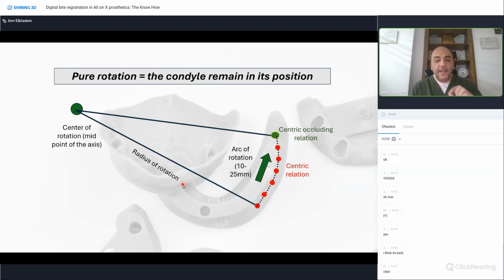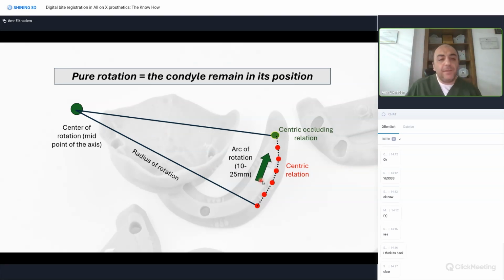I want to say an exact term here. The centric relation is a 2D relationship. It's a two-dimensional relationship, which is a relation between the maxilla and the mandible when the condyle is in its zero position. We will discuss this zero position in a moment. And technically, the word centric is 2D. It's anteroposterior and mediolateral. And it is missing what we call the third dimension, which is the vertical dimension.